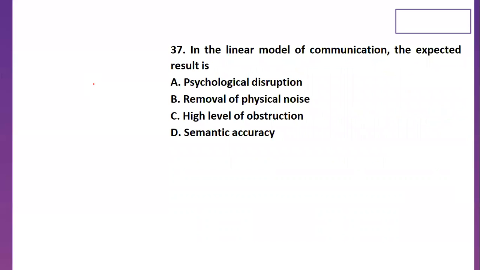Now, the next one we have is the linear model of communication, the expected result. I have done a specific lecture on all the models, and I have revised all the models with you. So there we have studied linear models. The options are psychological disruption, removal of physical noise, high level of abstraction, or semantic accuracy. In any given linear model, which result is expected? It is semantic accuracy.